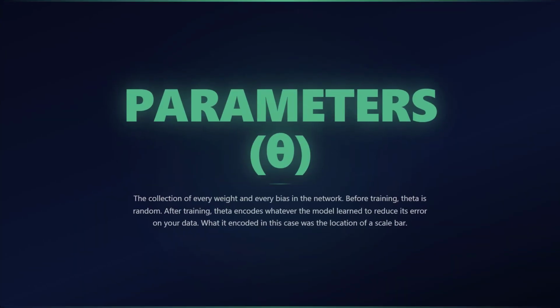The model has parameters. We call them theta. Theta is the collection of every weight and every bias in the network. The model's behavior is entirely determined by theta. Before training, theta is random. After training, theta encodes whatever the model learned to reduce its error on your data. What it encoded in this case was the location of a scale bar.